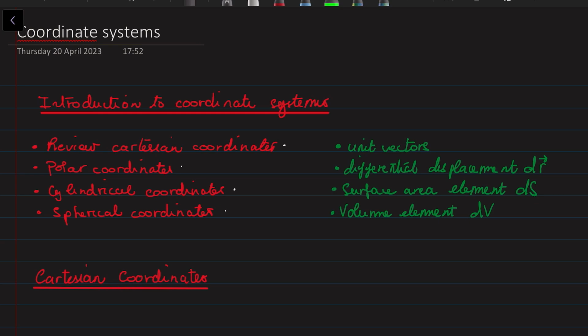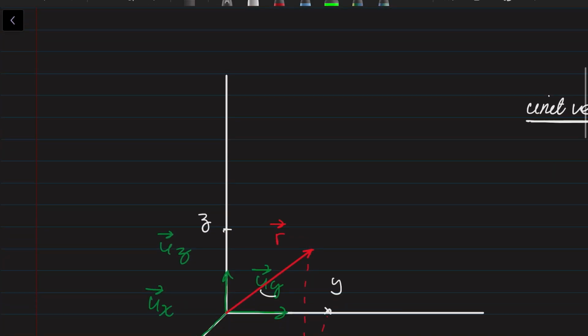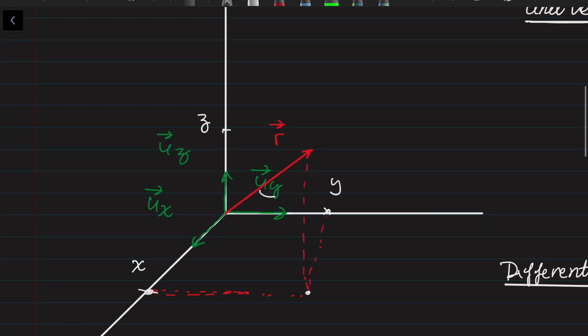For each of these coordinate systems, we're going to go through how to find the unit vectors, the differential displacement vector, the surface area element, and the volume element. So let's start with Cartesian coordinates. In Cartesian coordinates, we have three axes, right? We have the x, the y, and the z axis. And we also have three corresponding unit vectors, ux, uy, and uz.